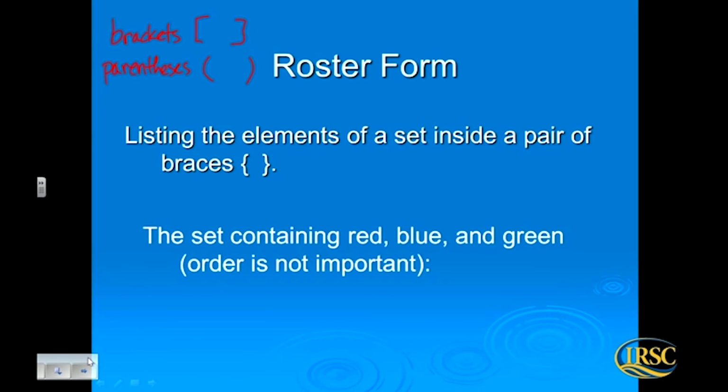So the set containing red, blue, and green. Note that in roster form, order is not important. So it doesn't matter what order you write your set in. But if we were going to write this in roster form, we want to start out with a curly brace, and then we would list our colors in there with commas between them, red, comma, blue, comma, green. But if you wrote blue, comma, red, comma, green, same set. Okay, so as far as order, it does not matter.